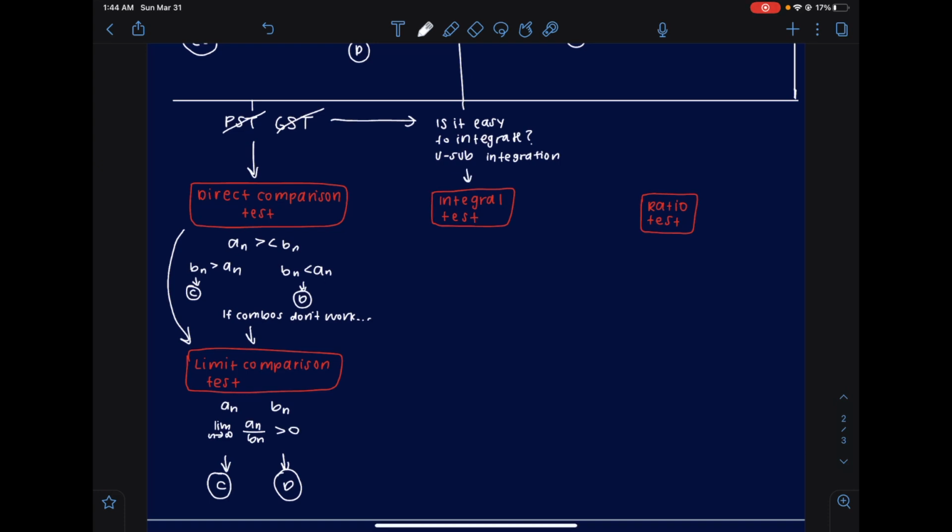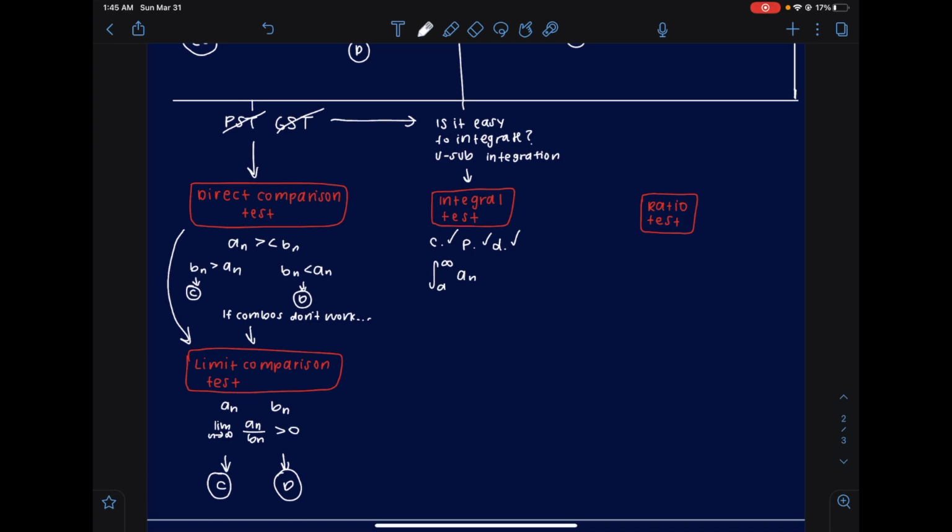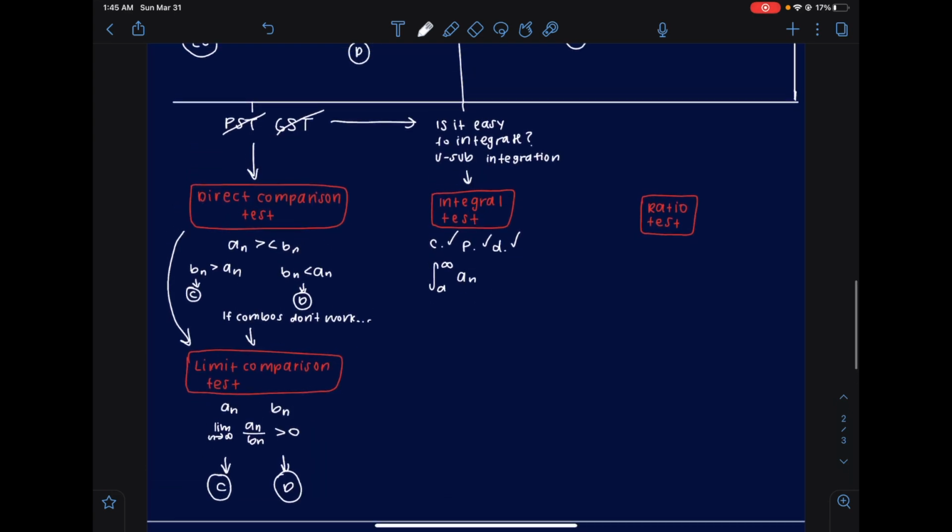Remember that integral test, it must pass 3 conditions. The series must be continuous, it must be positive, and it must be decreasing. It must pass all 3 of these conditions in order for you to use it. Basically here, you're taking the integral from whatever number it starts with to infinity of the series. And you're asking if it diverges or converges, and whatever happens, that's what the series does. So this shows you convergence or divergence.